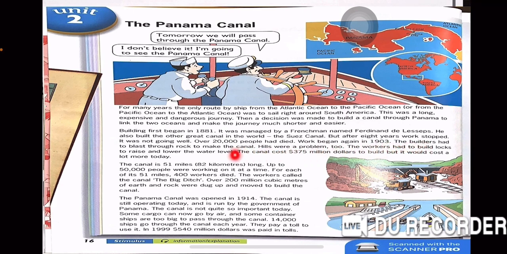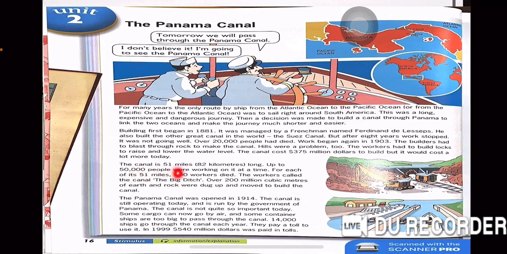The builders had to blast through rock to make the canal. Hills were a problem. The workers had to build locks to raise and lower the water level. The canal cost $375 million to build, but it would cost a lot more today.